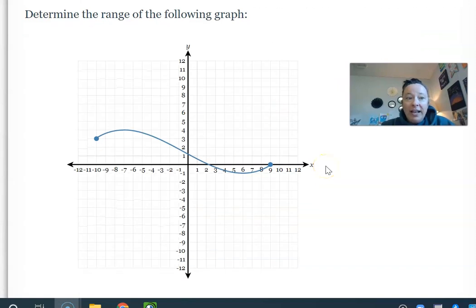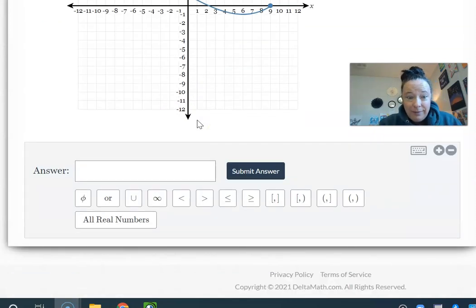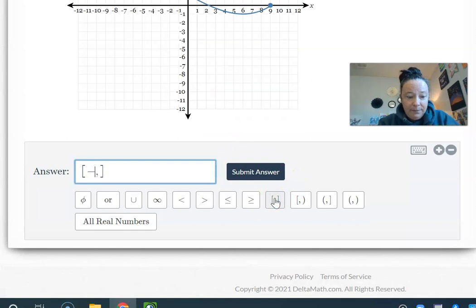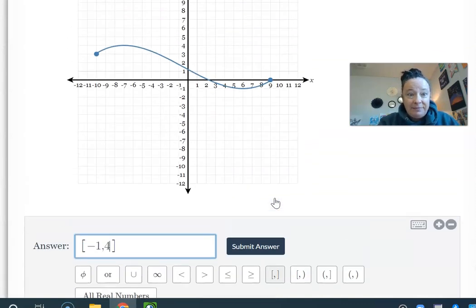Remember, range is the weird diagnostic where you smush to the y-axis and you go from bottom to top. So if I were to smush this blue curve that's bounded on both sides, it's bounded above and below too, there's not going to be any infinities. If I were to smush this to the y-axis, it looks like my lowest y value would be -1. And then my highest y value would be 4. So it's from -1 to 4 included. So it'd be like this with brackets.